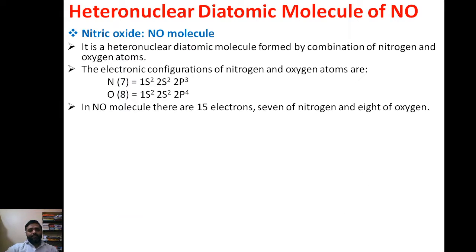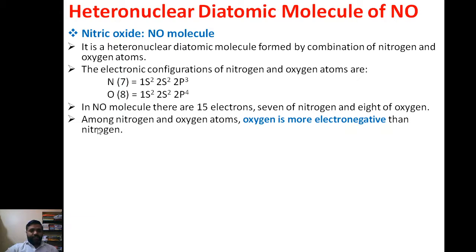Next point: in the NO molecule there are 15 electrons in total, 7 from nitrogen and 8 from oxygen. 7 plus 8 is equal to 15 electrons. Why do you count these electrons? Because the total number of electrons in the molecular orbitals of NO is 15, and you can distribute the electrons in the molecular orbital energy level diagram. Therefore, once you know the total number of electrons present in the NO molecule, you can distribute them easily.